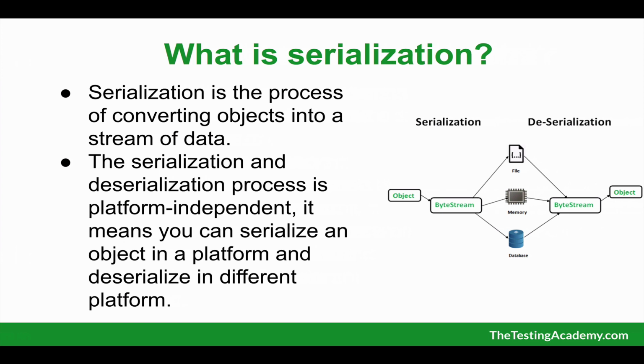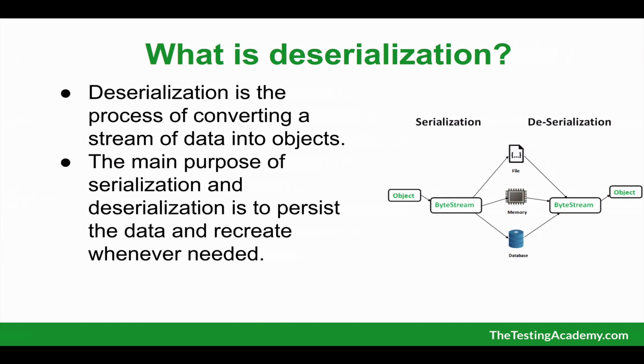That makes the serialization and deserialization process platform independent. You can serialize an object on any platform and you can deserialize the same one on a different platform. So that's how it is beneficial. I know it's very confusing the first time, but it's a very simple concept. Deserialization is nothing but converting a stream of data into an object. Now it's basically moving the stream back into objects. The main purpose of serialization and deserialization is to persist the data and recreate it whenever we need it.